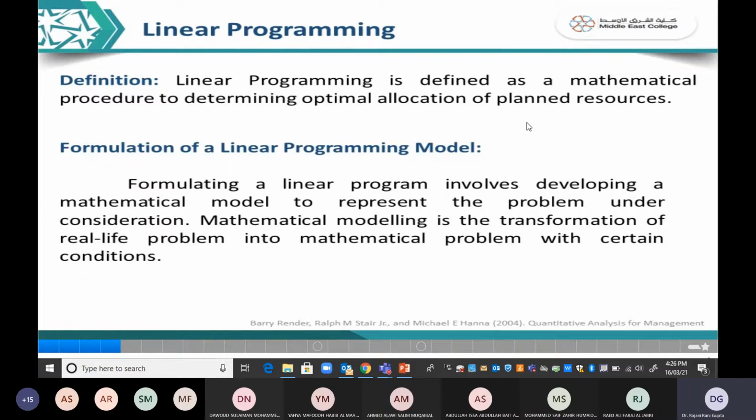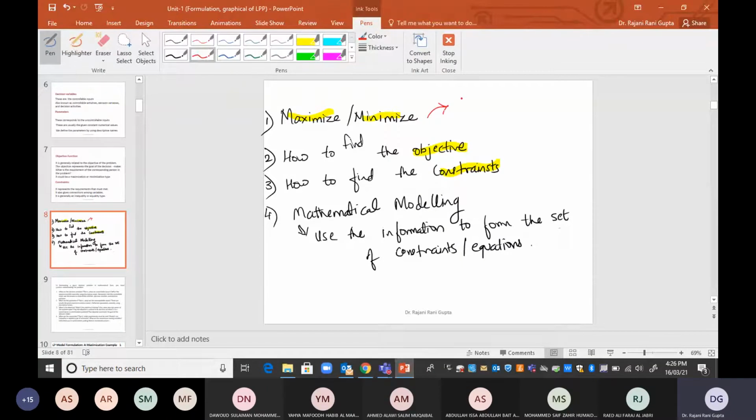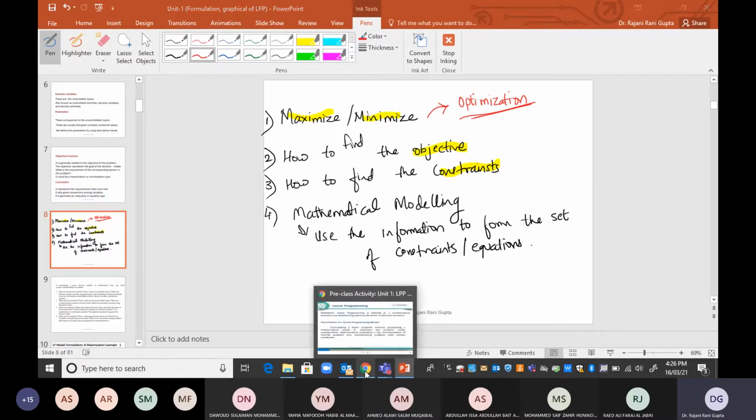do the optimal allocation. So optimal, as you have said here, some of you said maximize and minimize, which is in general known as optimization. So we use the word optimization. Whenever we say optimization, it means we are talking about either maximization or minimization. So it is the optimal allocation of planned resources. It is nothing but developing a mathematical model to represent a problem under consideration. So let's quickly go through the components and then we will come to the questions.